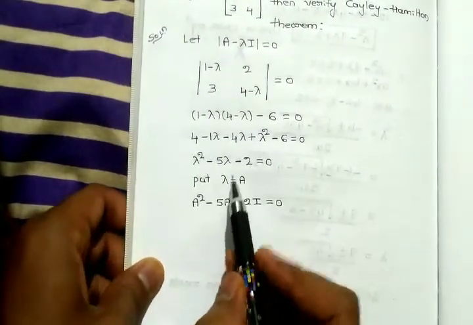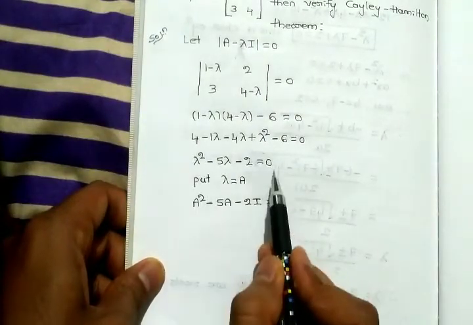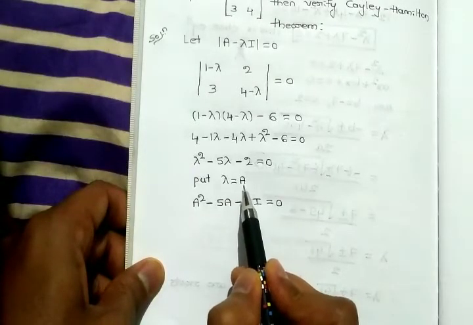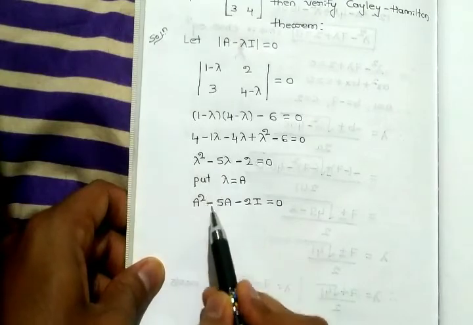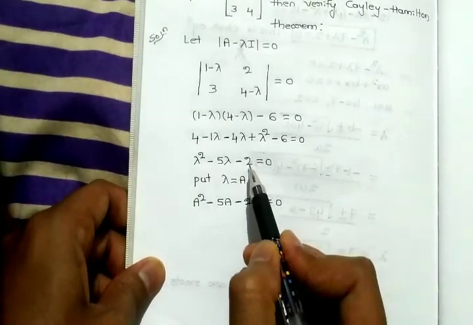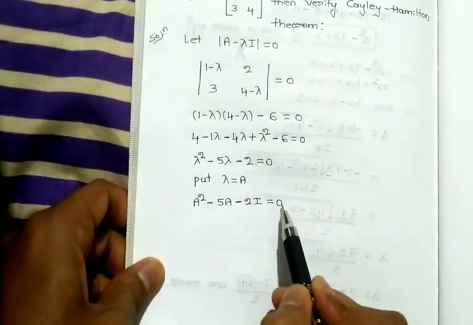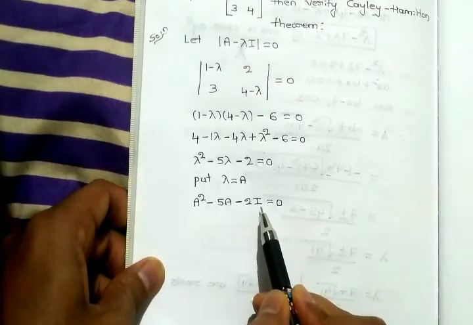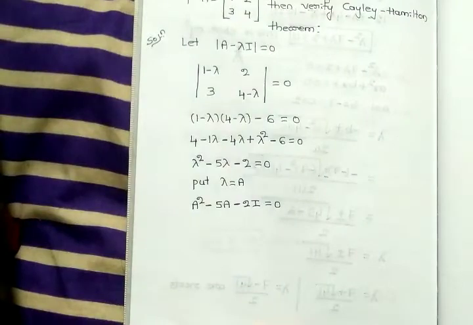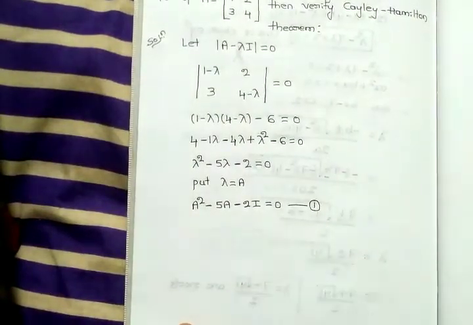That's why, to satisfy this characteristic equation, after finding the characteristic equation, lambda they are going to replace by A. So lambda square becomes A square, 5 lambda becomes 5A, and this purely constant term you have to multiply with the identity matrix, is equal to 0. This later on I am going to tell why you need to multiply the identity matrix. Call this as equation number 1.